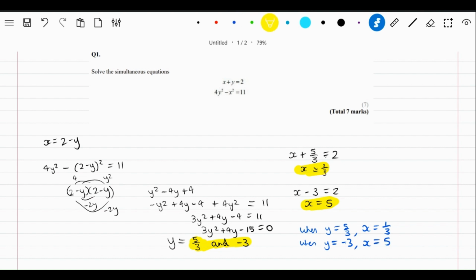There we go. That is our answer there. So leave it in that form there. And there you go.